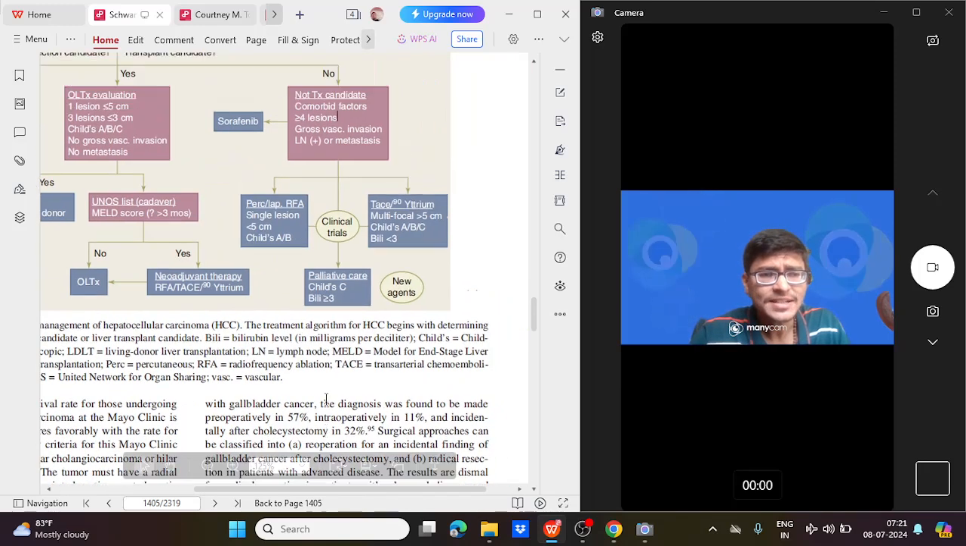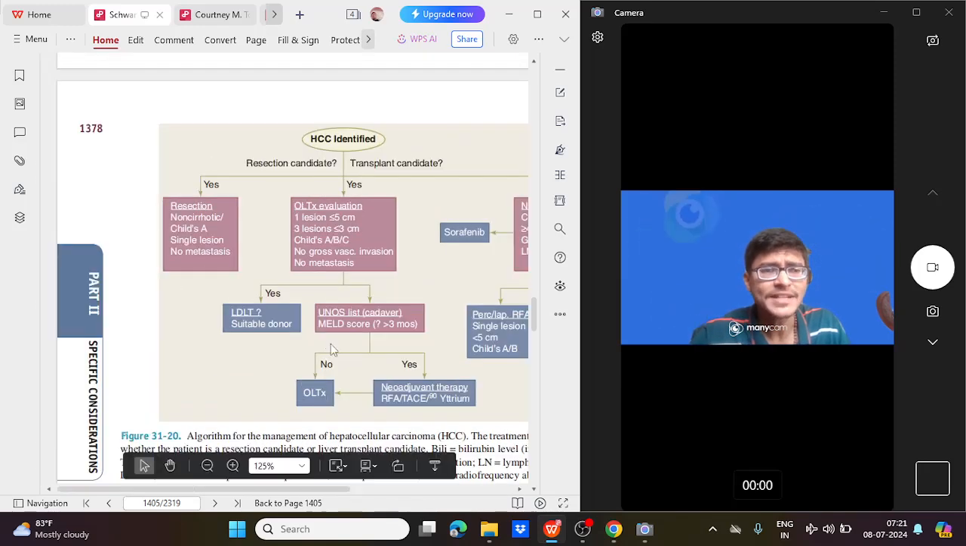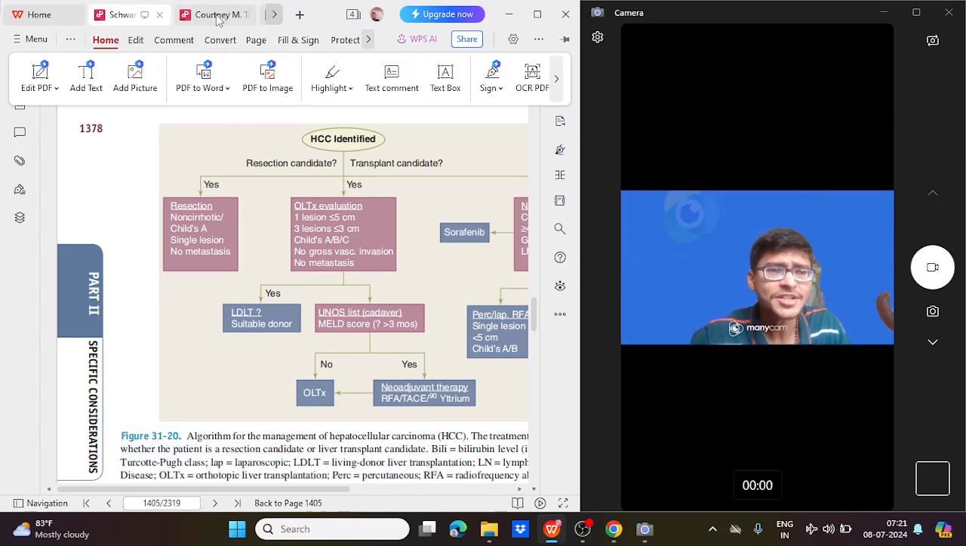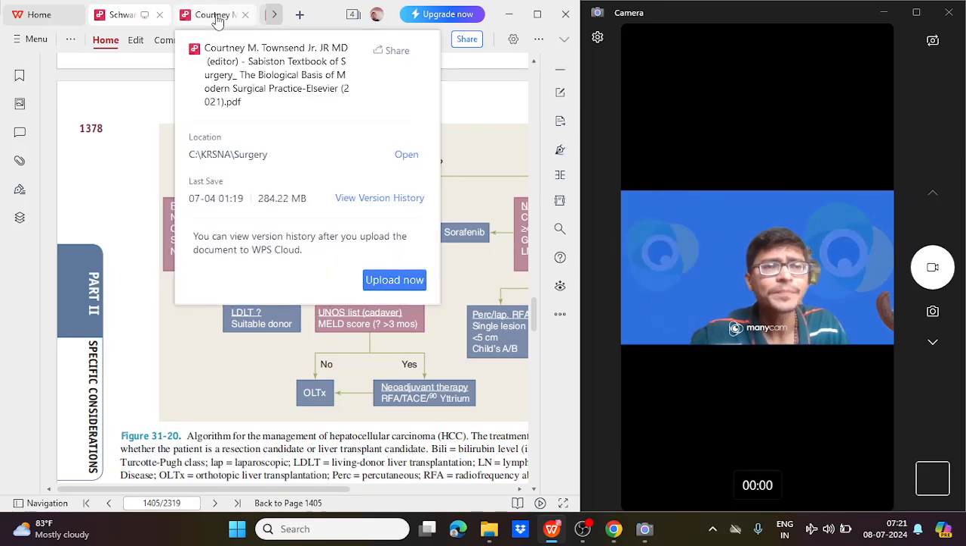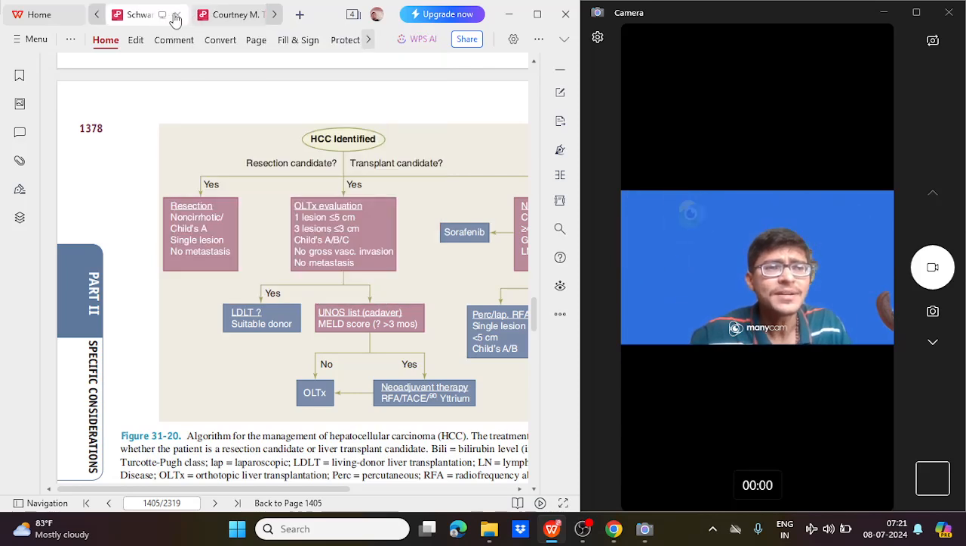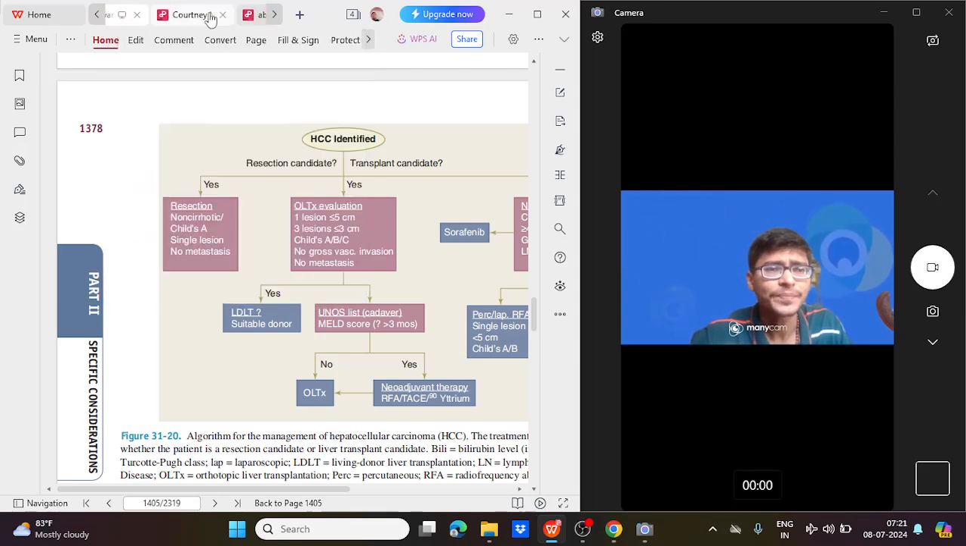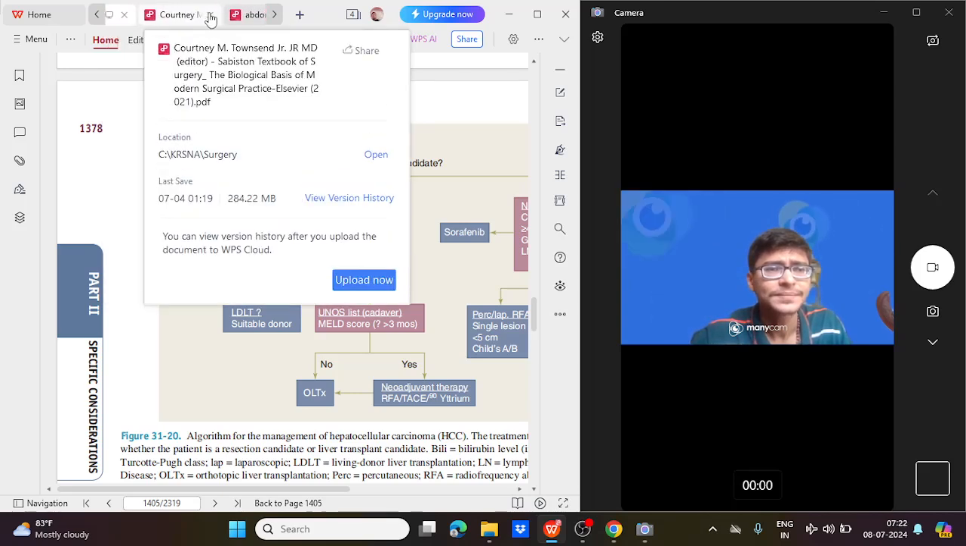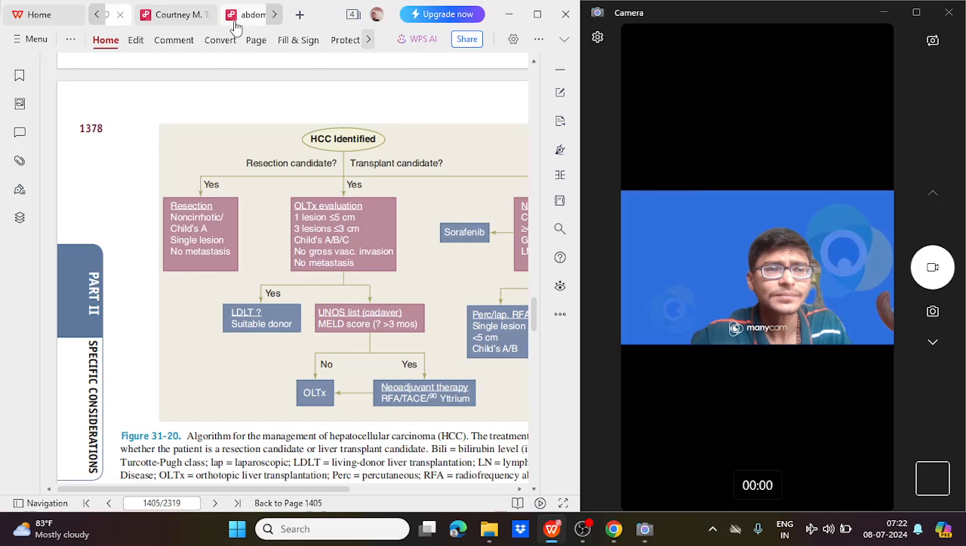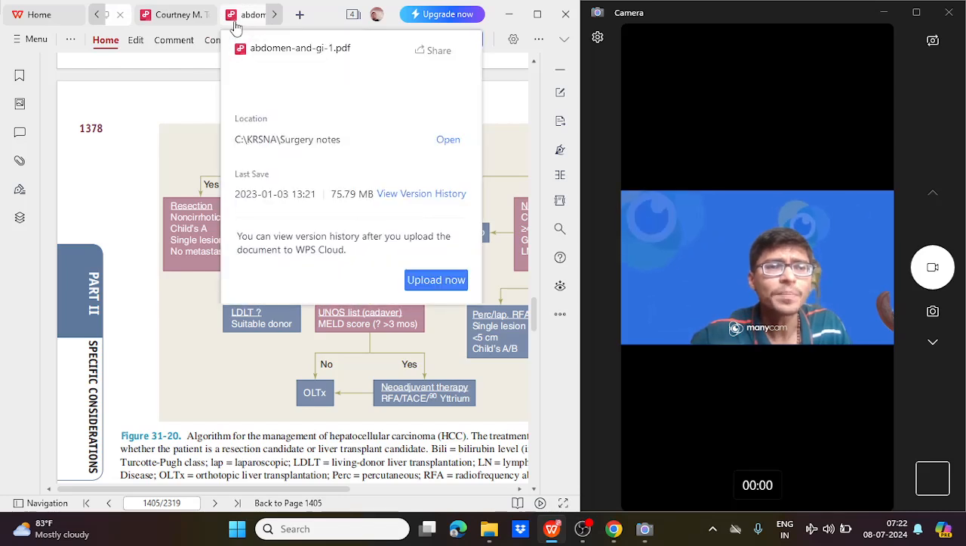So these are some aspects of HCC treatment. We'll see in detail the principles of HCC resection in a later session. And before switching off, I would like to discuss the whole topic in short in a minute.